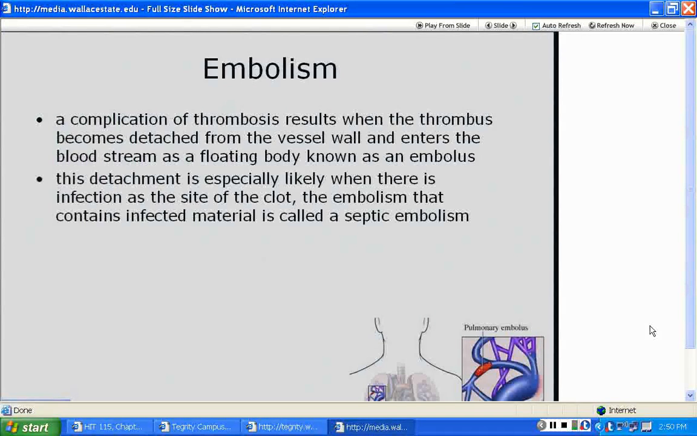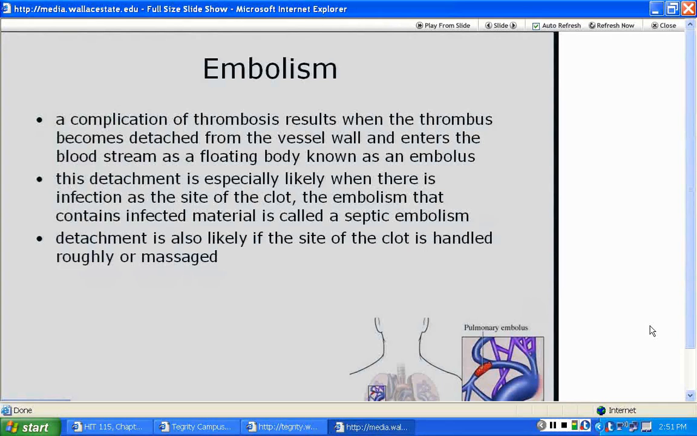The detachment is especially likely when there is infection at the site of the clot. If there's infection at the site of the clot, it's a septic embolism. It has infectious material in it. Again, the detachment is more likely if the site of the clot is handled roughly or massaged.